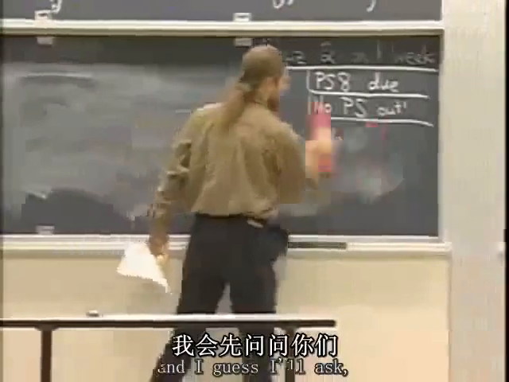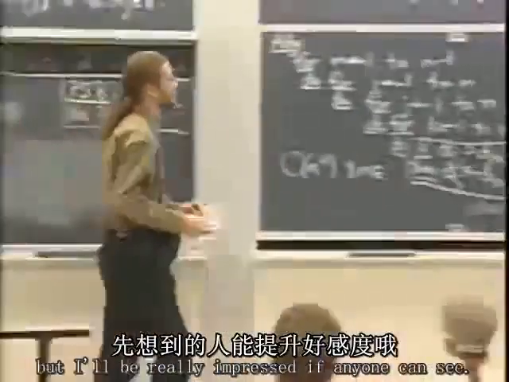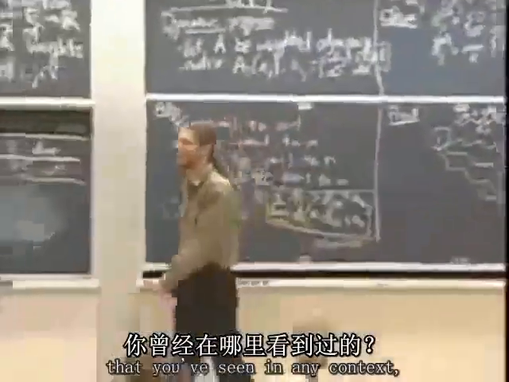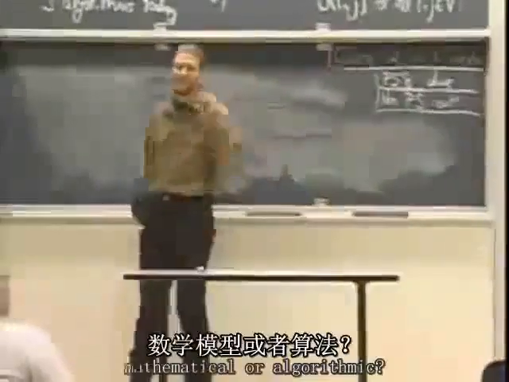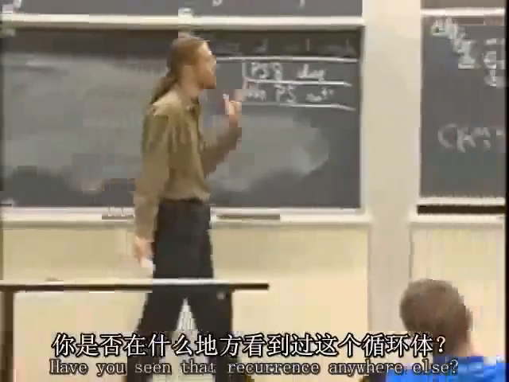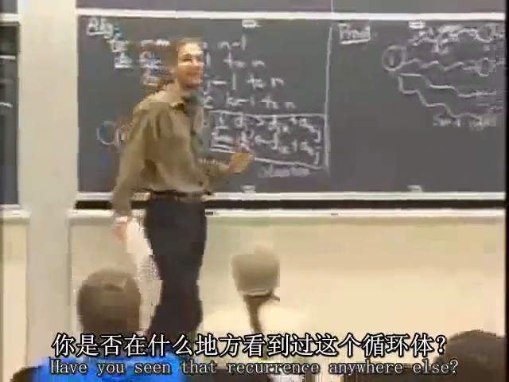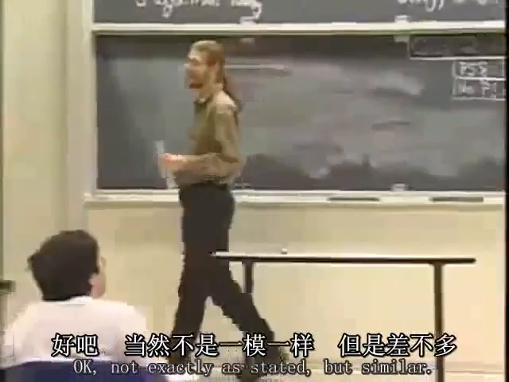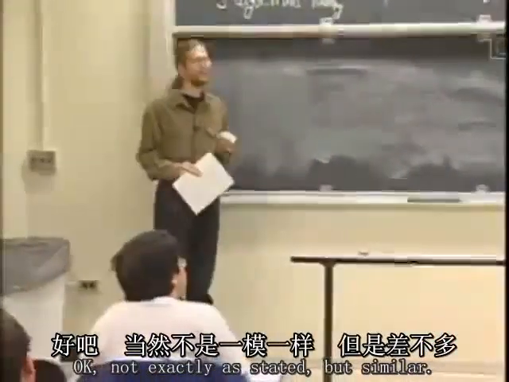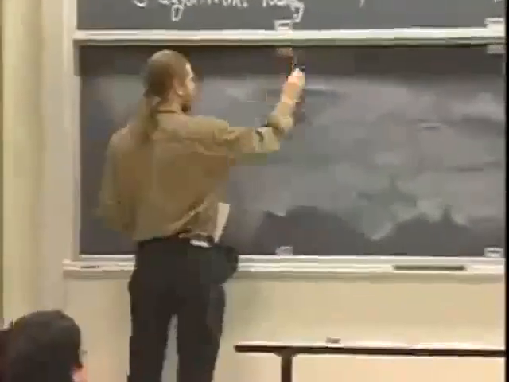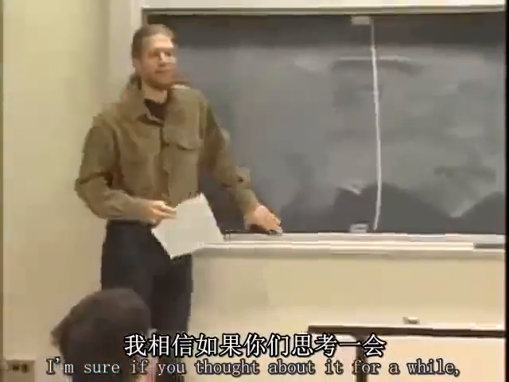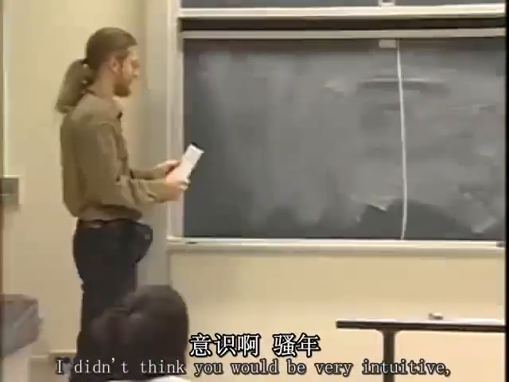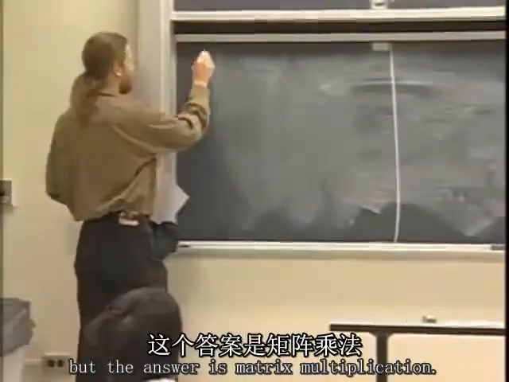And I guess I'll ask, but I'll be really impressed if anyone can see. Does this formula look like anything else that you've seen in any context, mathematical or algorithmic? Have you seen that recurrence anywhere else? And not exactly as stated, but similar. Yeah. I'm sure if you thought about it for a while, you could come up with it. Any answers? Okay. I didn't think it would be very intuitive, but the answer is matrix multiplication.